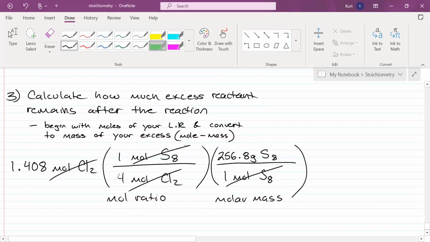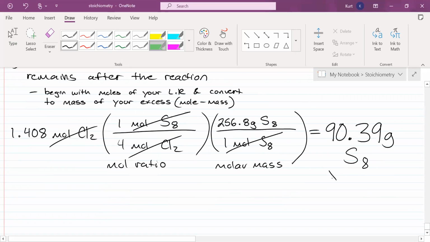1.408 divided by 4 times 256.8. 90.39 grams of S8. Now, guys, listen up. This number is the amount of excess used up, or the proper term would be consumed. Okay?